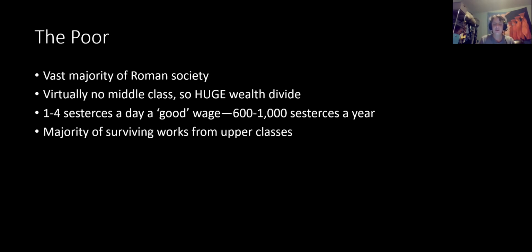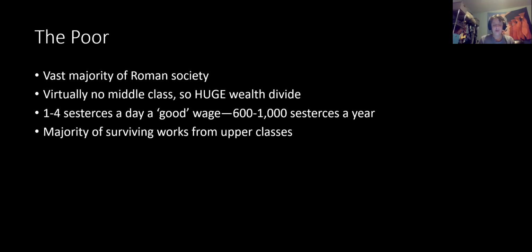To get a good idea of the wealth disparity between these groups, let's look at the daily wages of a normal non-elite Roman. He or she, as women of the lower classes had a bit more freedom to work than in the upper classes, as we'll see later in the semester, would only earn 1 to 4 sesterces a day, which adds up to an annual income of 600 to 1,000 sesterces a year. Compare this to the vast wealth needed to become an equestrian or a senator.